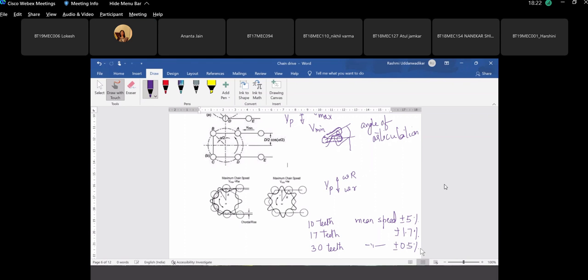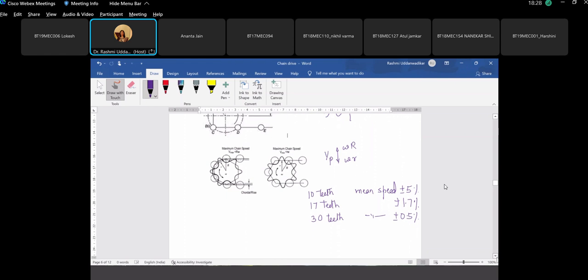So for the smooth operation, what do we want? We want that this variation should be as small as possible, which means the number of teeth should be high. So as the number of teeth go on increasing, what will happen to the cord length? Manish? What happens to the cord length? It will decrease. So more the number of teeth, the cord length would decrease, and then this polygon will almost become what? The polygon becomes circle. And with circle, this would be as smooth as a gear or a belt drive.